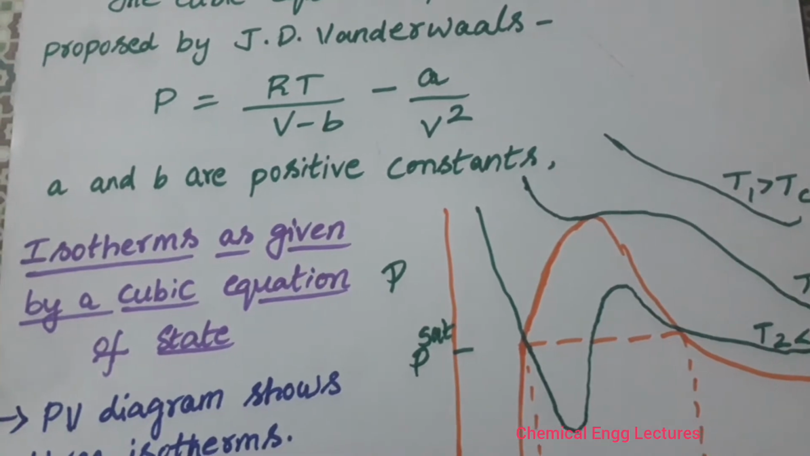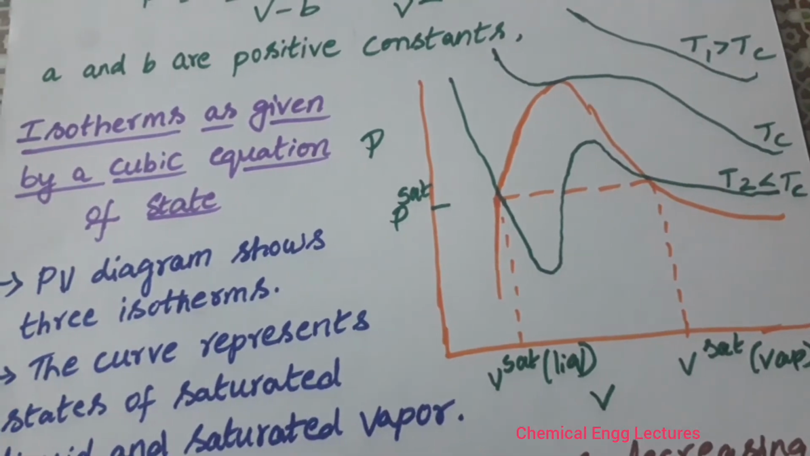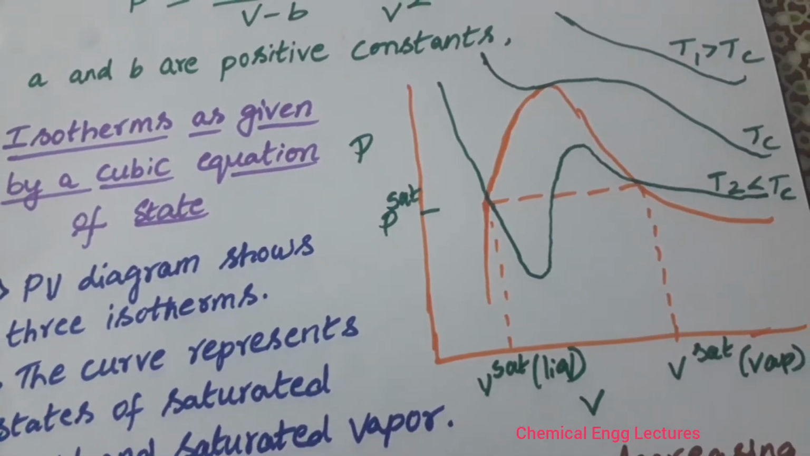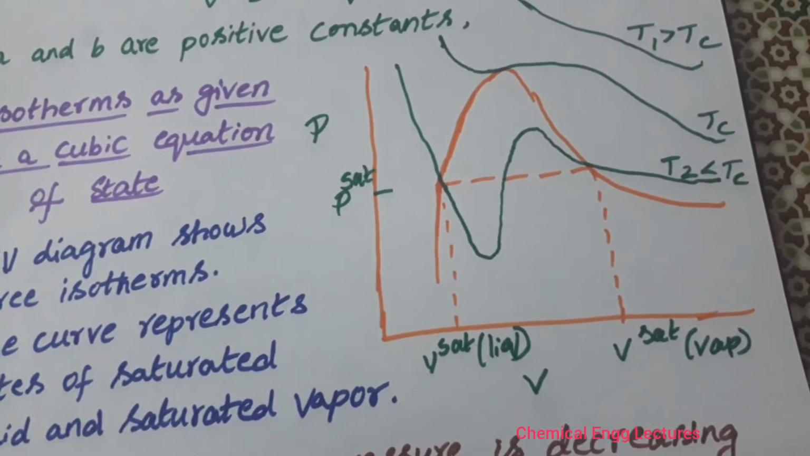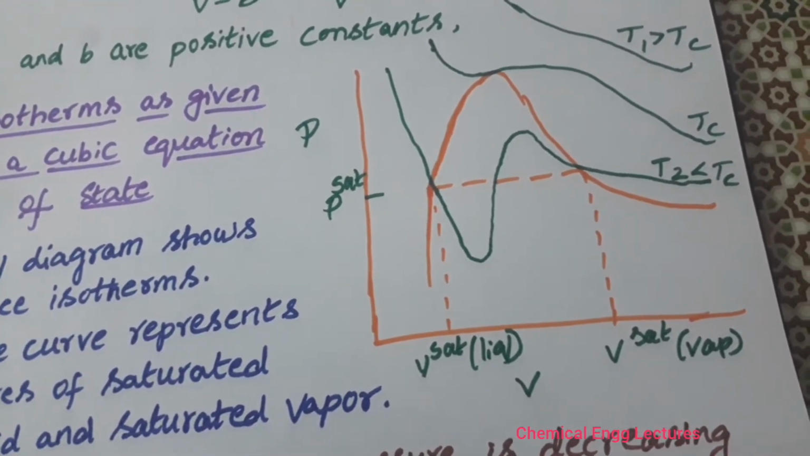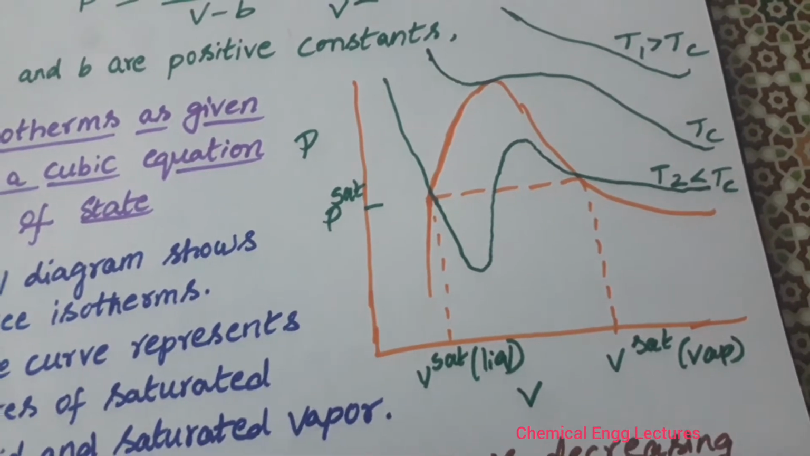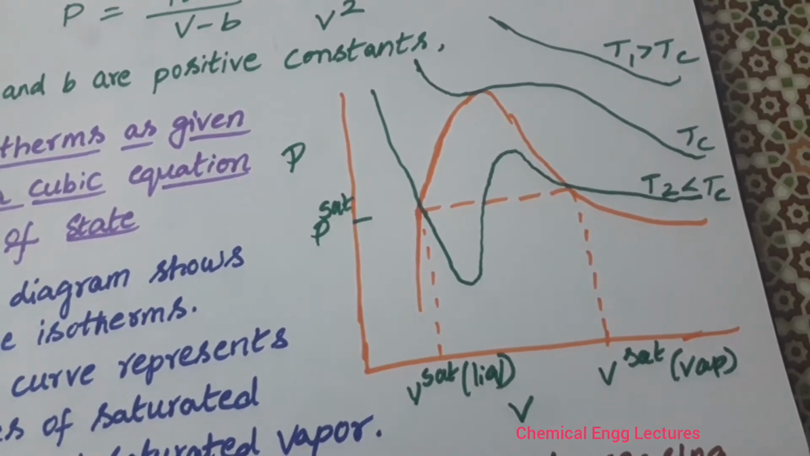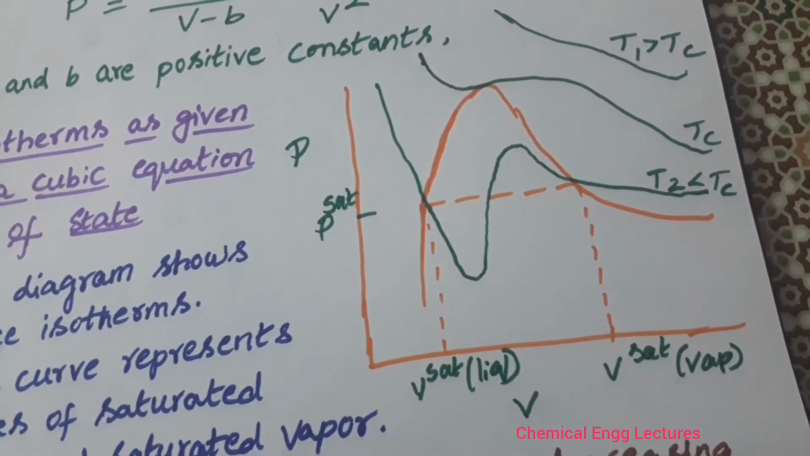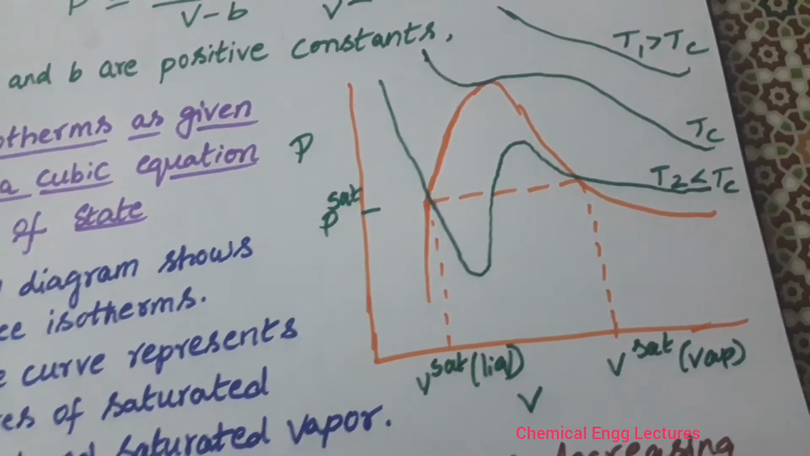When you represent this in diagram form, the P versus V, we get the isotherms, that is, the constant temperature curves for the cubic equation of state. Here we can see P versus V, the saturation pressure and the saturation volume for the liquid and the saturation volume for the vapor. Here we take three curves, that is, T1 greater than Tc, another one is Tc, and the next curve is T2 less than Tc. We will see these curves in detail.